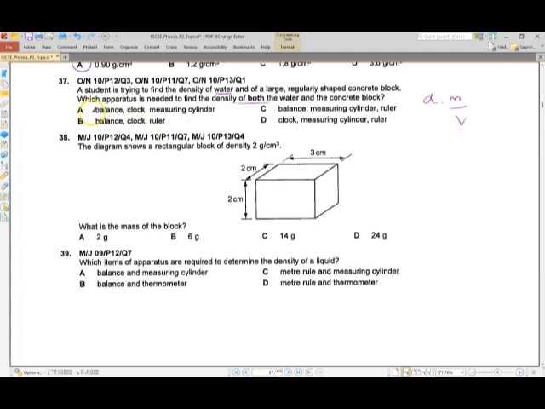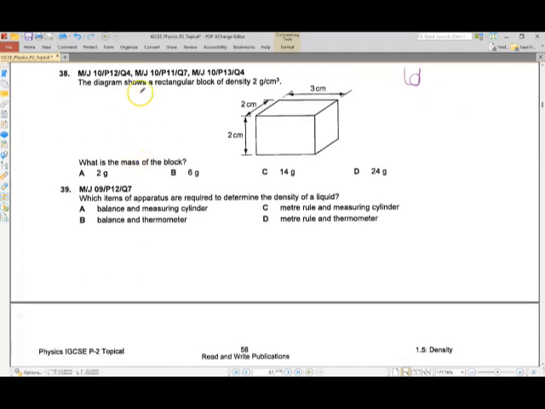So option A has balance, clock and measuring cylinder. We don't need a clock. Balance, clock and ruler, no, we don't need a clock. So these two are eliminated. Balance, measuring cylinder and ruler, yes. These three apparatus will give us the density of both the water and the regularly shaped concrete block. As this is regularly shaped, you can find its volume with a ruler. If it was an irregularly shaped object, you would put it in the measuring cylinder with the water and find the volume of this. So C is going to be the correct answer.